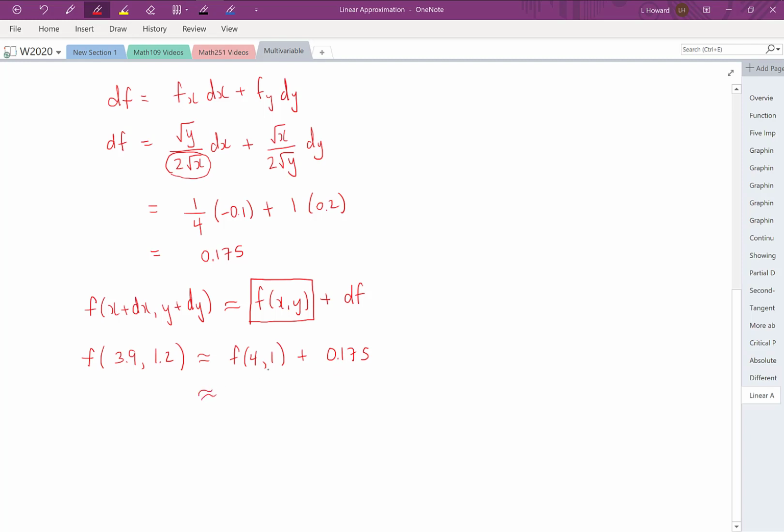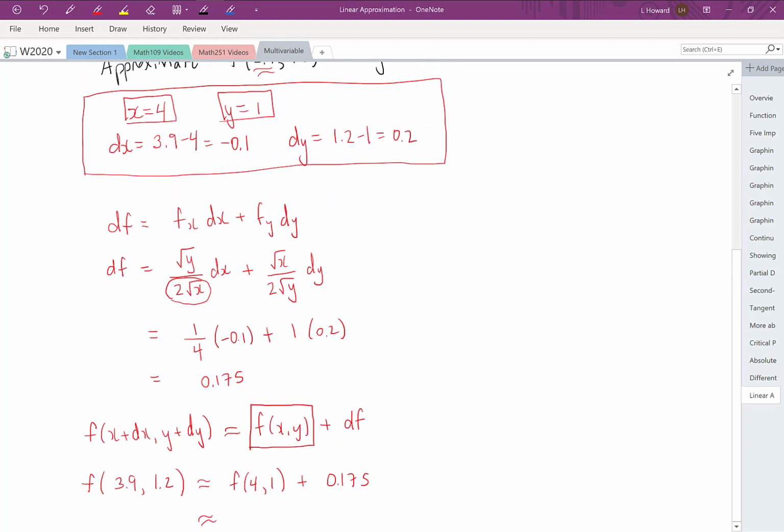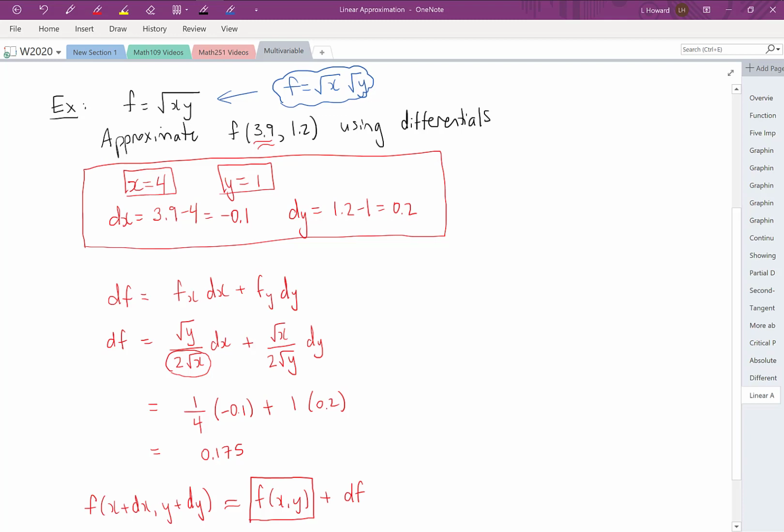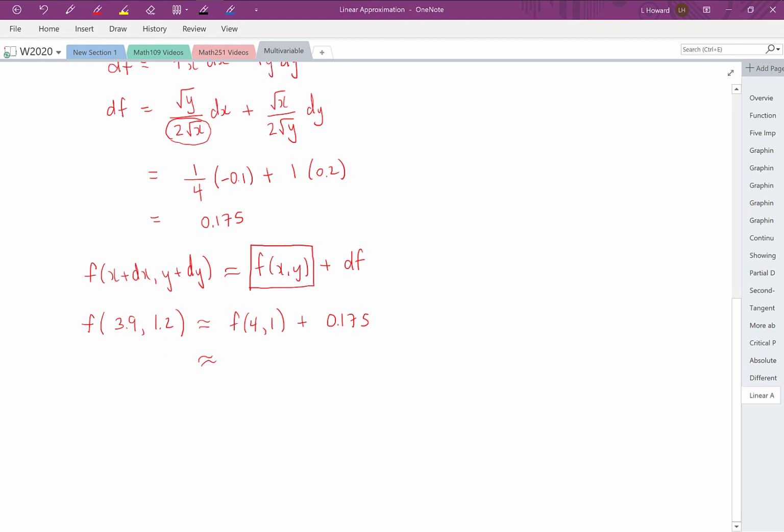Okay, let's evaluate f at 4, 1. Remember, f was the square root of xy. So if we plug in x equals 4, y equals 1, we get 2. In other words, 2 plus 0.175, or 2.175, is the approximate value of f of 3.9, 1.2. You could always plug that into your calculator and check that our answer comes out reasonably close to the true answer. Again, this calculation is not so directly useful, but it sets us up really nicely for the discussion around error that we're going to have over the next 2 videos. Thanks for watching.